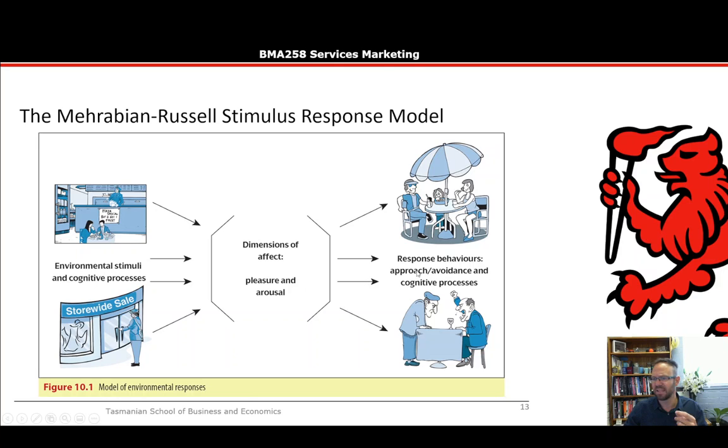These response behaviours are either approach, where it makes us want to approach or stay at a servicescape, a physical environment, or it makes us want to avoid it and then have these negative cognitive processes as well, where we go, oh, I don't really want to be there. Your thinking is negative, and then your attitude is bad as well. So thinking, processing, and those attitudes are cognitive processes.